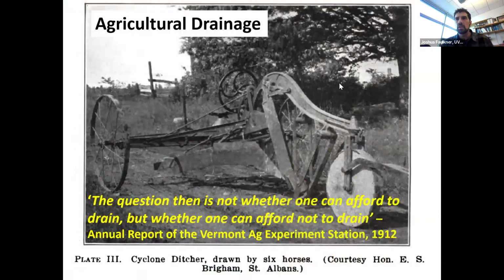Okay, so that's irrigation. Now I'm going to jump into drainage. This is a big topic in the state, in the region, and it's not new that it's a big topic. I love this quote from the annual report of the Vermont Ag Experiment Station, 1912: it's not whether one can afford to drain, but whether one can afford not to drain. So I know we're talking a lot about drainage, and climate change is making that ever more important. But Vermont farmers have always known that drainage had value, and they've been trying to do it for some time.